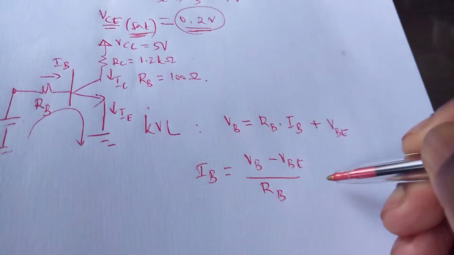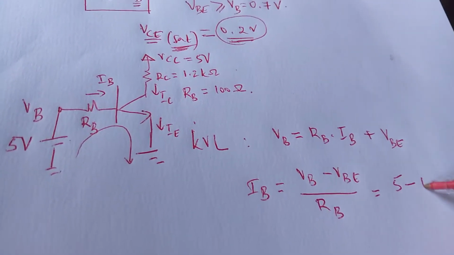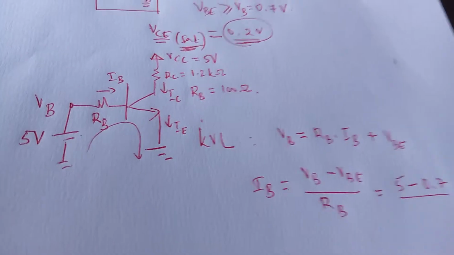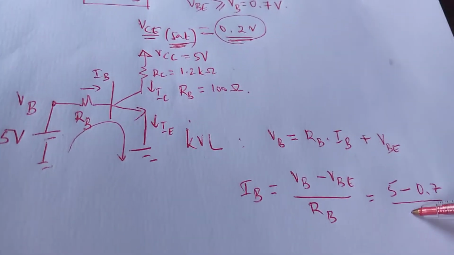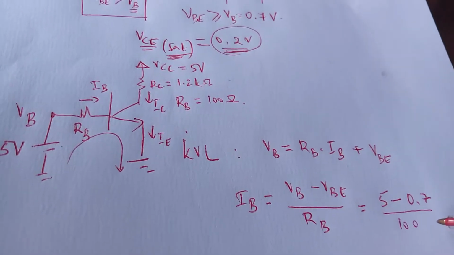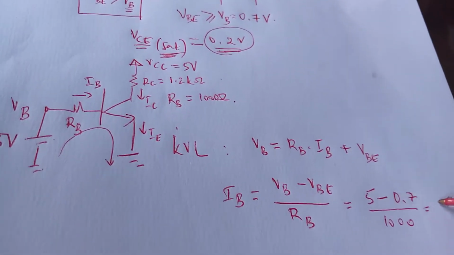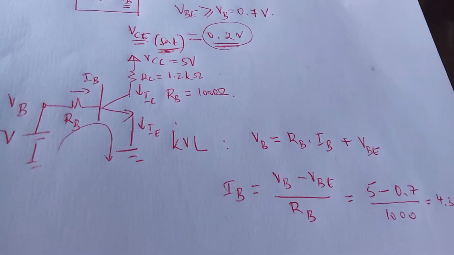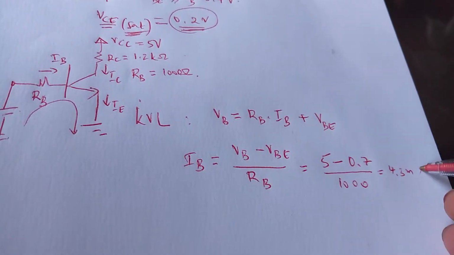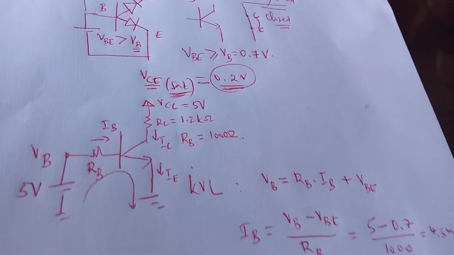So if we go with VB of 5 volt as given, it's going to be 5 minus VBE of 0.7 divided by RB. We took RB to be 100 ohms. Actually, let's go for 1,000 ohms. And that will give 4.3 milliamps.